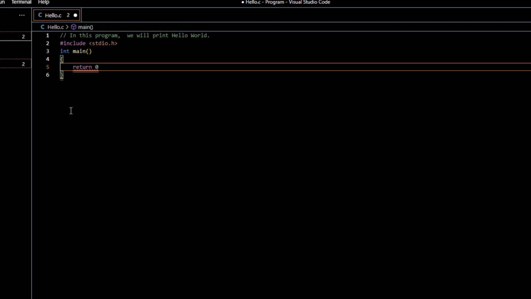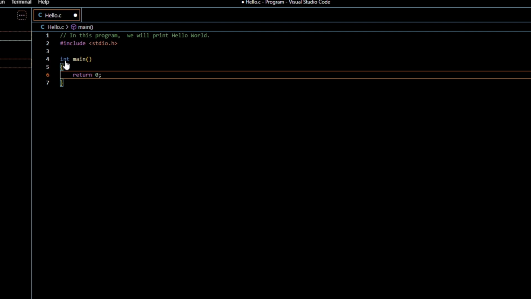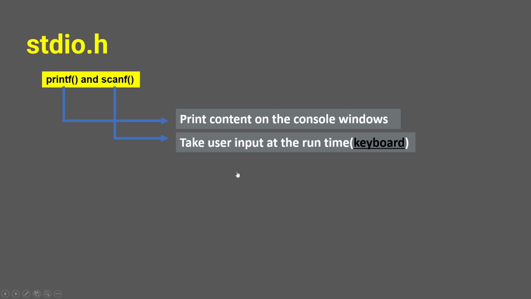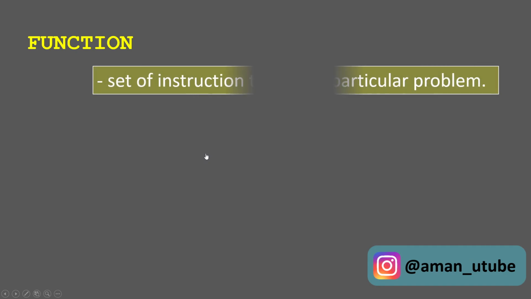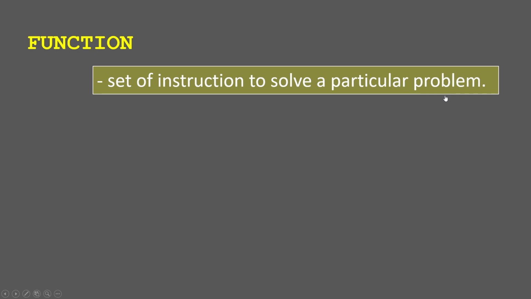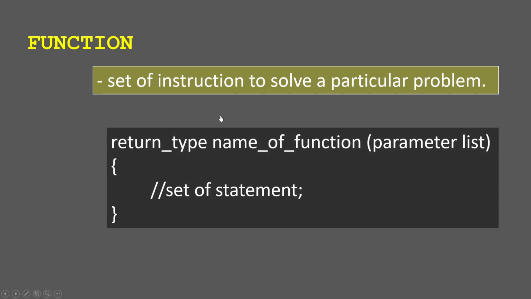Now, int main, round brackets, curly braces, inside the curly braces return 0 and semicolon. Before I explain what it really means, let me first explain the function and syntax of defining a function in C program. Whatever code you write in C program, it always consists of C functions. A C function is a set of statements that is designed to solve a specific problem. In C programming, the syntax of defining a function looks like this.